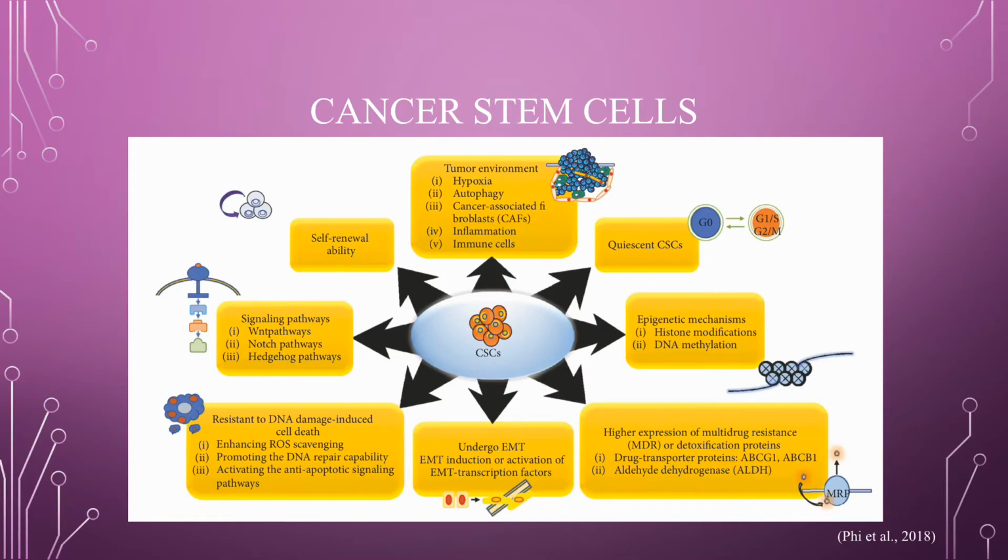In cancer, the epithelial mesenchymal transition and stem cell markers are co-expressed in the circulation of tumor cells with metastasis. EMT activation can increase drug resistance and induce invasion and tumorigenesis. Other pathways such as resistance to DNA damage, induced apoptosis, signaling pathways, epigenetic mechanisms, and tumor environment such as hypoxia and inflammation are all contributing factors to the complexity of curing cancer.